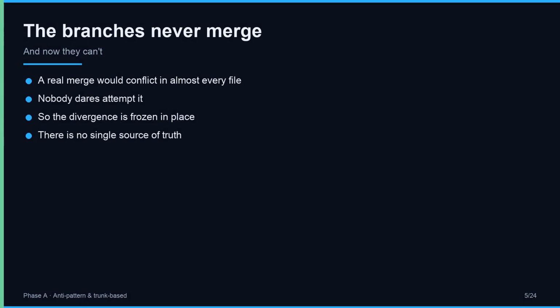Here is the painful part. The branches never merge, and by now, they can't. A real merge would produce conflicts in almost every file, because nobody kept them in sync. So nobody dares attempt it. The divergence is frozen in place. Ask the simple question, what is the checkout service, exactly? And you get 3 different answers, 1 per branch. There is no single source of truth.